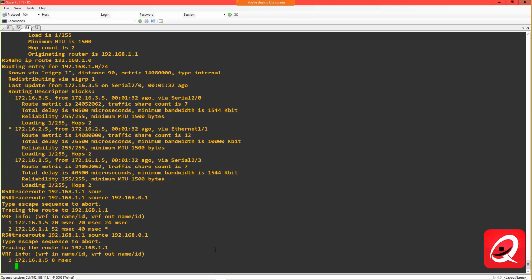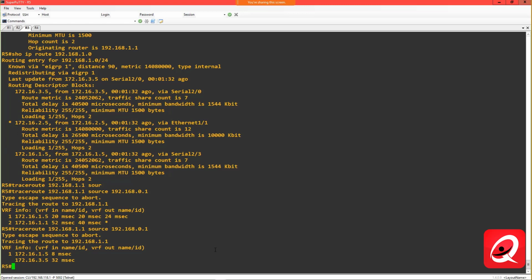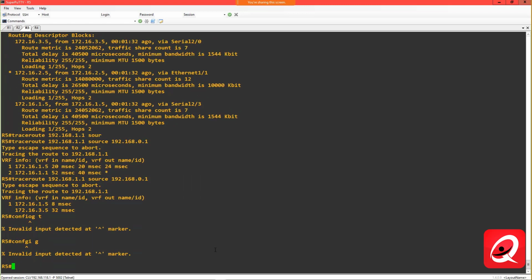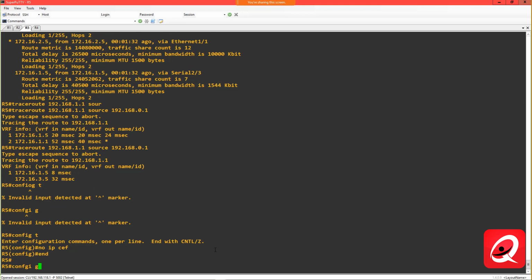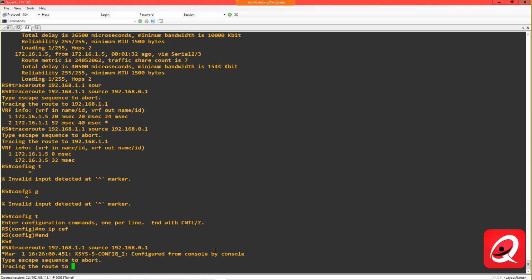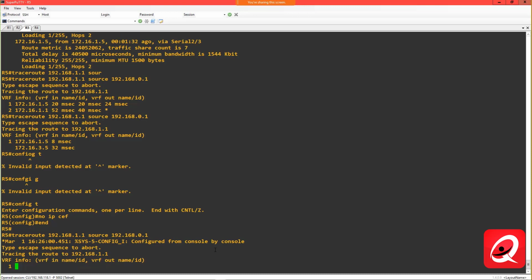All right, so we can see it's taken the same path essentially. So now let's go in here and say config t, no ip cef. And we'll do our same traceroute. Now we're doing software switching, which means we're now relying on EIGRP to make a routing decision and a switching decision. So in this case, it would probably take the same path initially, but it would take a different path each time. So let's see what it takes this time.